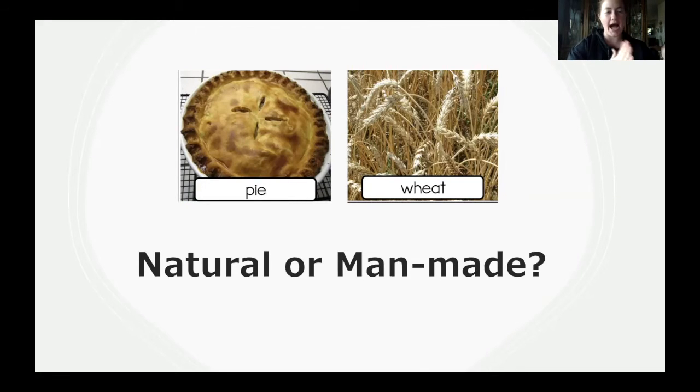Okay, we have a pie and wheat. Let me look and see what I notice about this. The wheat definitely looks like it's a plant and like it's growing out of the ground. And I don't think we made that. And I remember last week at Thanksgiving, I saw somebody making a pie. So I definitely think that the pie is a man made resource and the wheat would represent plants or anything that grows. So that would definitely be a natural resource.